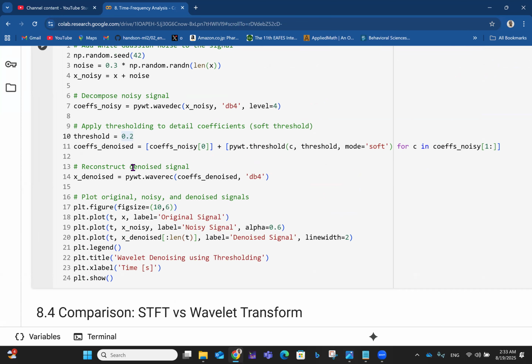All right, so you can then reconstruct the denoised signal. So X denoise now is pywt.waverec of coefficient denoise. So this is the reconstruction. Then you do the plotting here like we've been doing.